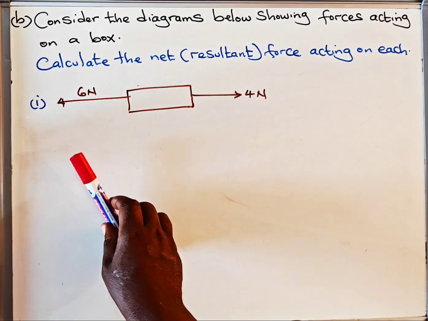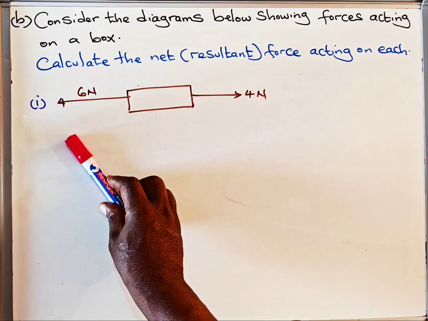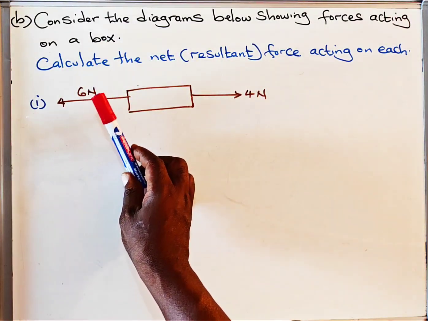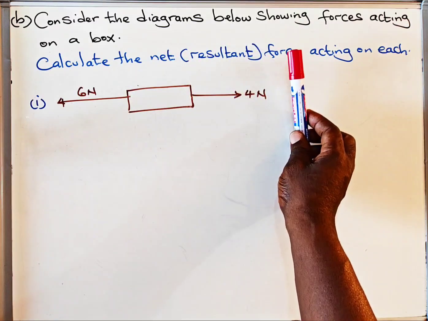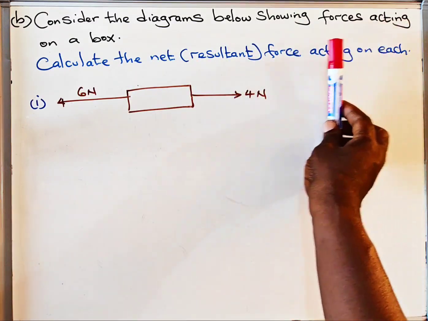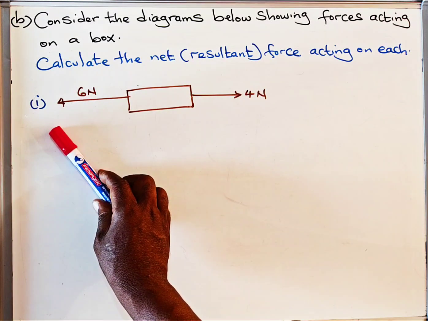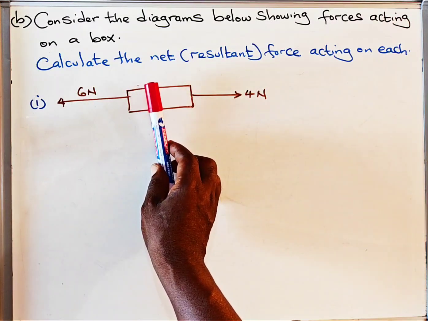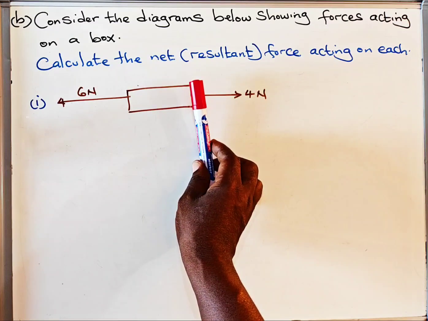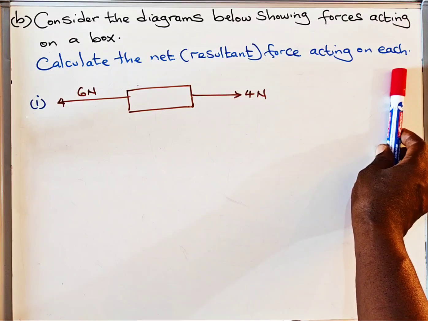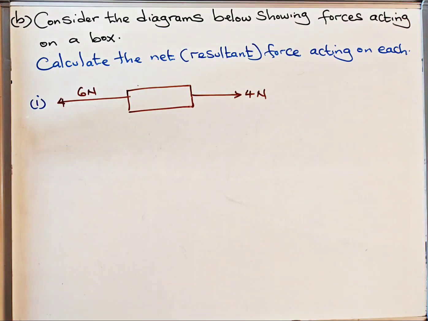Then we come to this question. It says, consider the diagrams below showing forces acting on a box. And they say calculate the net or resultant force acting on each. The first one is this one. What is the net force acting on each?